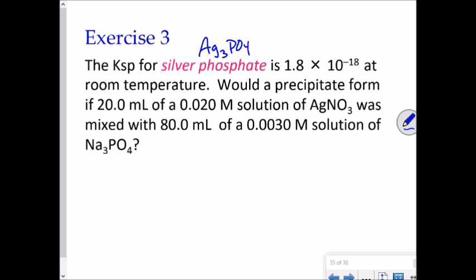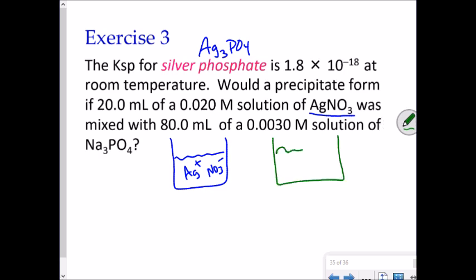Our Ksp for silver phosphate is 1.8 times 10 to the minus 18. Oh, that's pretty small. Now, what you have to think about here is we have two separate beakers. In one beaker, we've got silver nitrate floating around. Over here in the other beaker, we've got sodium phosphate floating around. We have two separate beakers that have two separate concentrations and amounts.